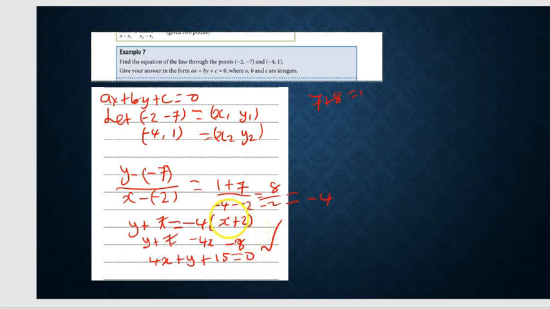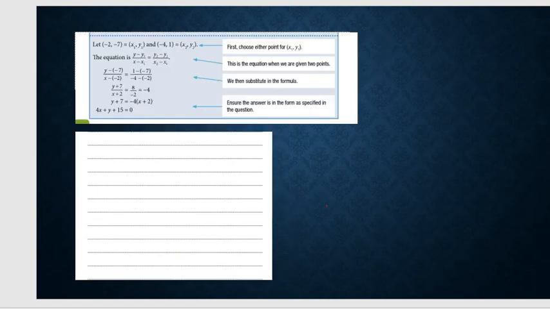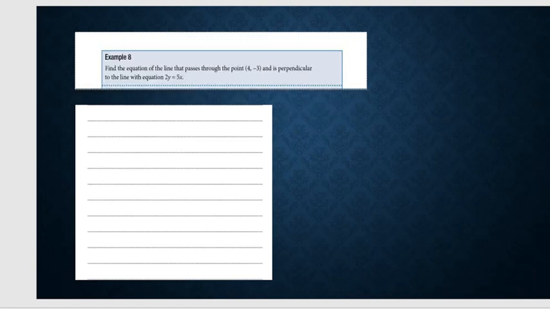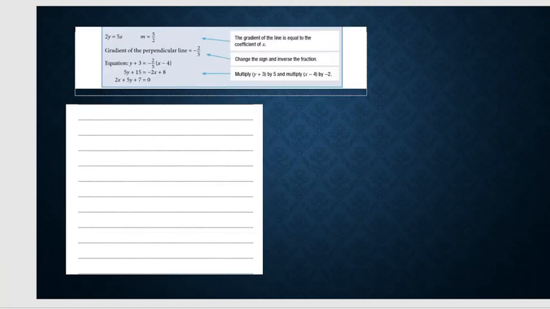And it's as simple as that. Try to solve the other questions where you are given one or two points and you are supposed to find the equation of the line. So you have example 8. Solve that and check if the equation of the line is 2x plus 5y plus 7 equals 0. Follow the steps and check the answers provided in the link below this video.